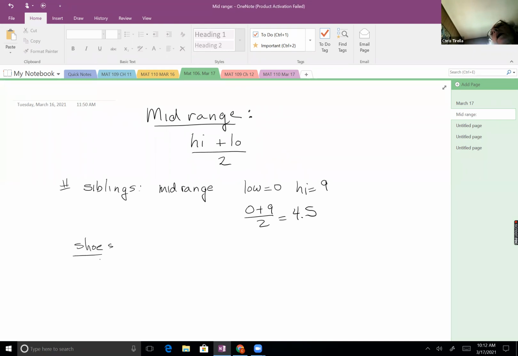If I look at our frequency distribution for shoe sizes, if I wanted to find the mid-range, the lowest value was 5. The highest value was 11. So my mid-range would be 11 plus 5 over 2. 16 over 2 would be 8.